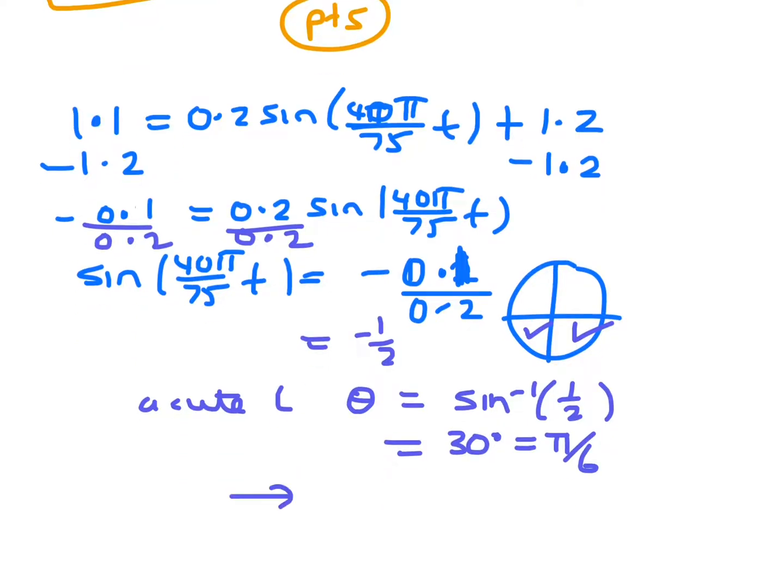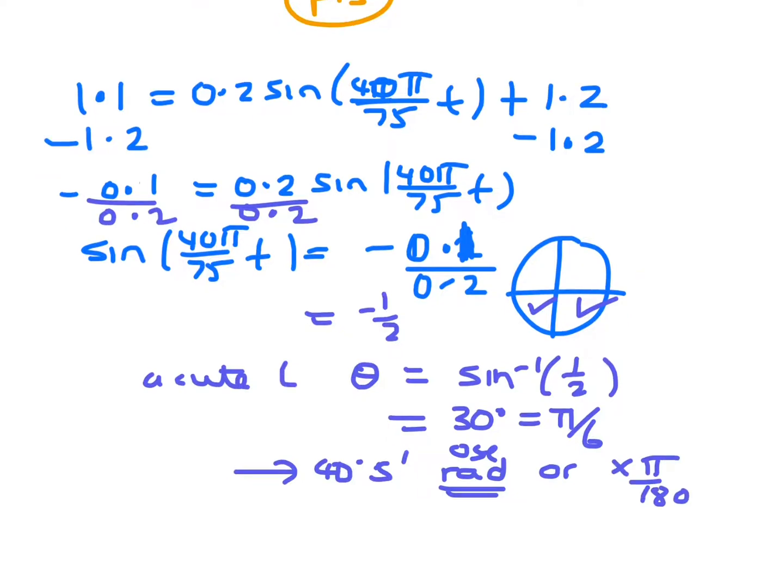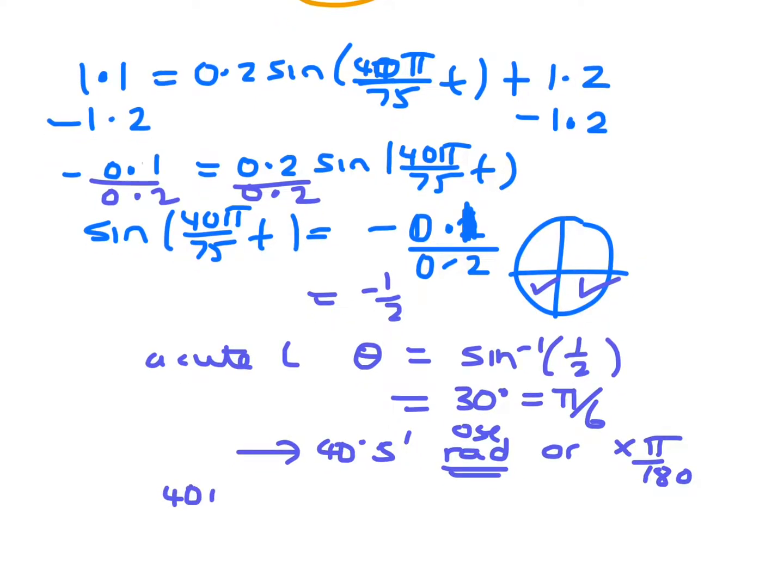If it wasn't 30 degrees and it was, say, 40 degrees, 5 minutes, you're either going to use the radians mode in your calculator, or you need to times by pi on 180. Okay, so 40 pi on 75 t will equal pi plus theta and 2 pi minus theta. That's because it is in these 2 quadrants here.